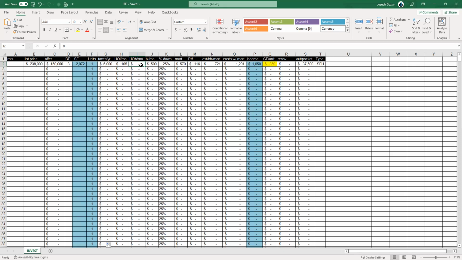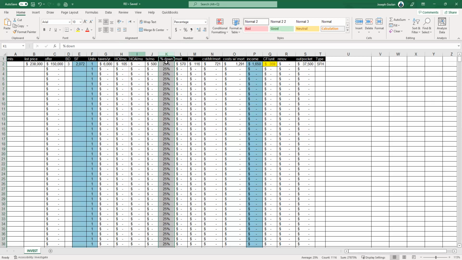And then the next question you want to talk to an investor about is, what's your down payment? Are you going to put all cash? Are you going to put 25%, 20%, 50%, whatever it is. One thing I would highly recommend, and you should recommend to your investors as well, is to always measure the properties with the same number. As you can see, my down payment here is 25% across the board.